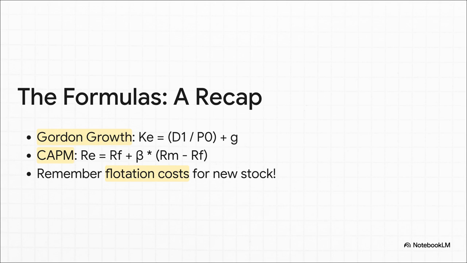First, let's do a quick-fire bullet review. Get ready to screenshot this. Gordon Growth Model. Think D1 over P0 plus G. That's your go-to for dividend-paying stocks. And please, please, please don't forget about flotation costs for new stock. Then there's CAPM. That's your risk-free rate plus beta times the market risk premium. This is your tool for a pure risk-based view. Got it? Good. Burn these into your brain.